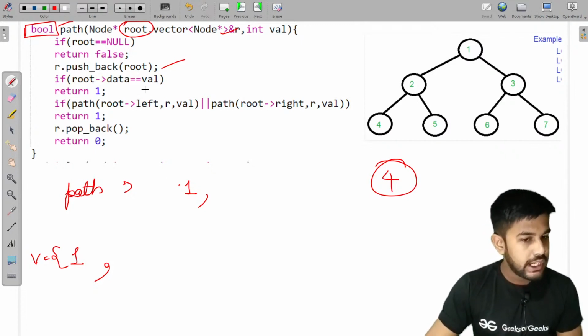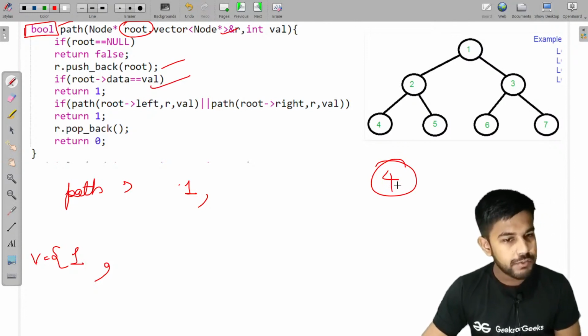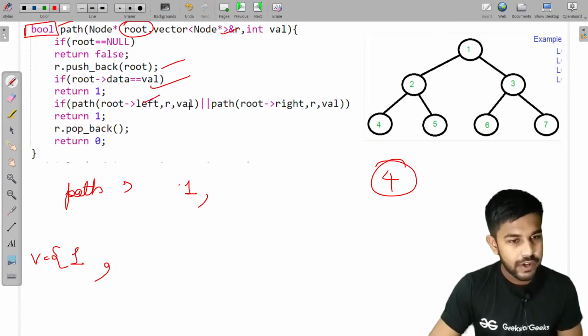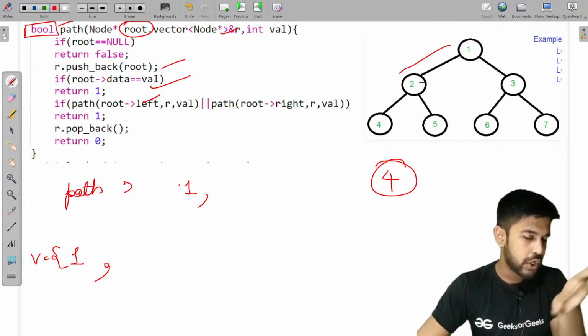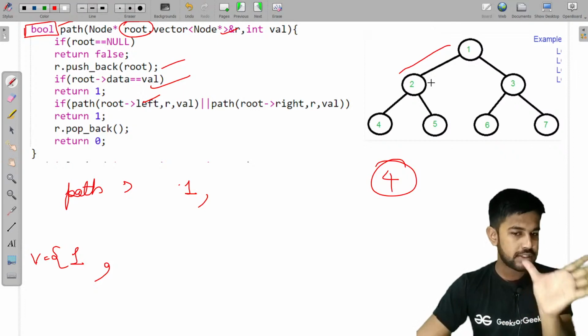Now if root.data is equal to the given value, what is the value? The value is 4. So no, this is not the value. So it would go to root.left. I won't go to root.right, because root.right would also go, but that would make a bigger tree.